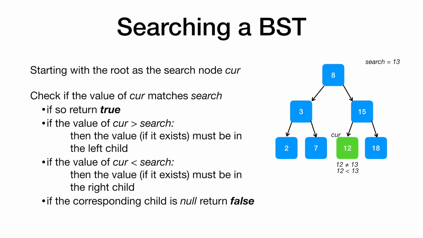So if the left child is null, is 13 anywhere in our tree? If it was here, it would have to be to our left, because it's greater than 8, less than 15, and greater than 12, so it should be over here somewhere. But it's not there, which means we can return false and be okay with it.